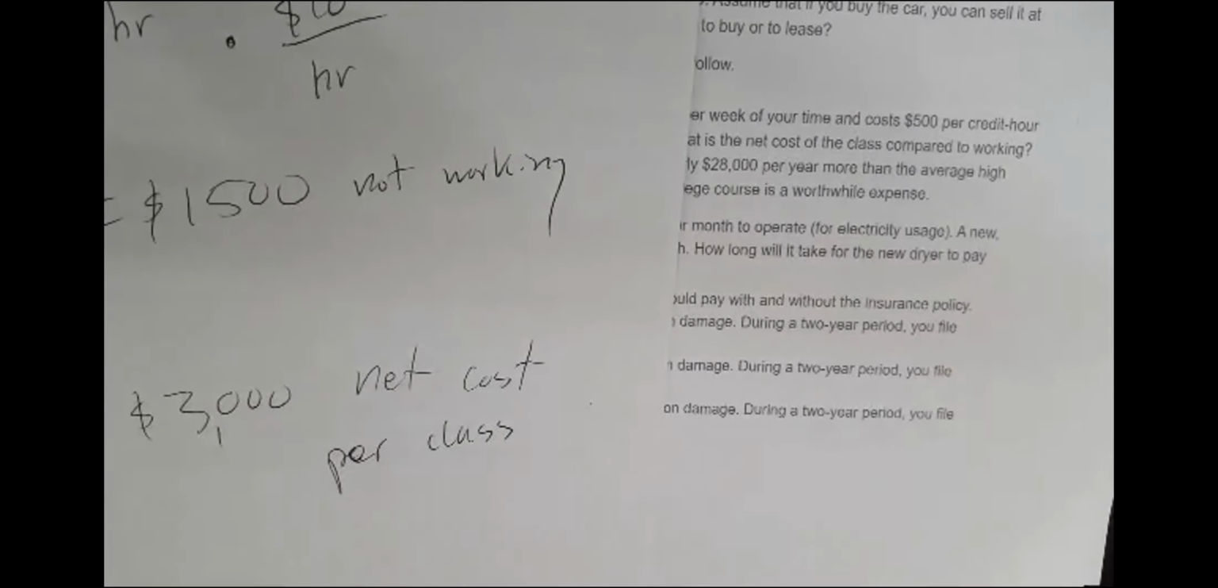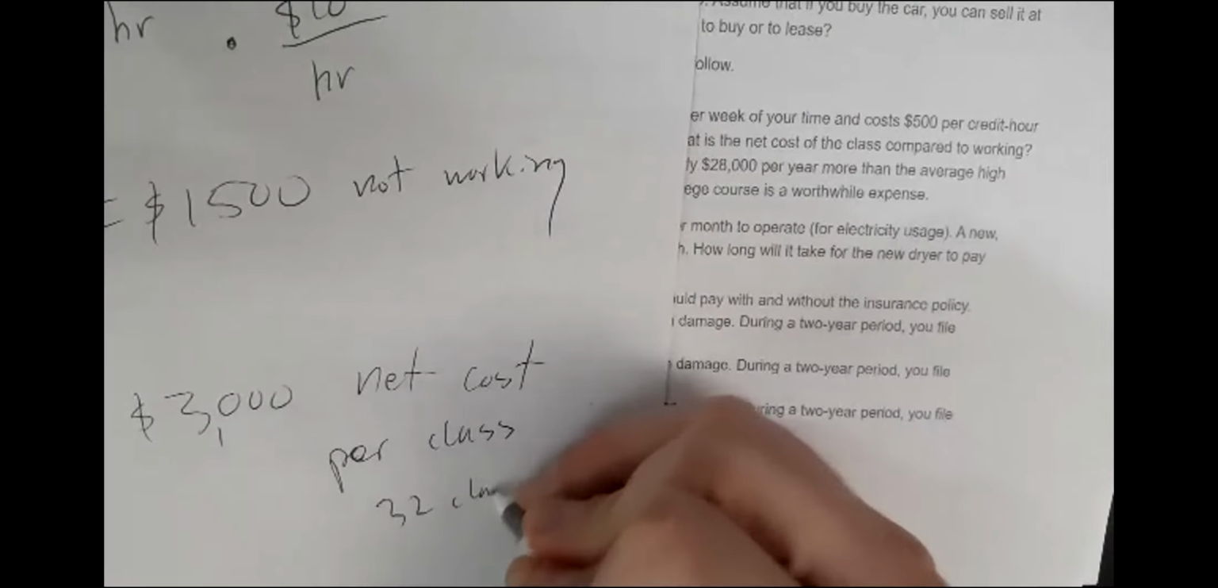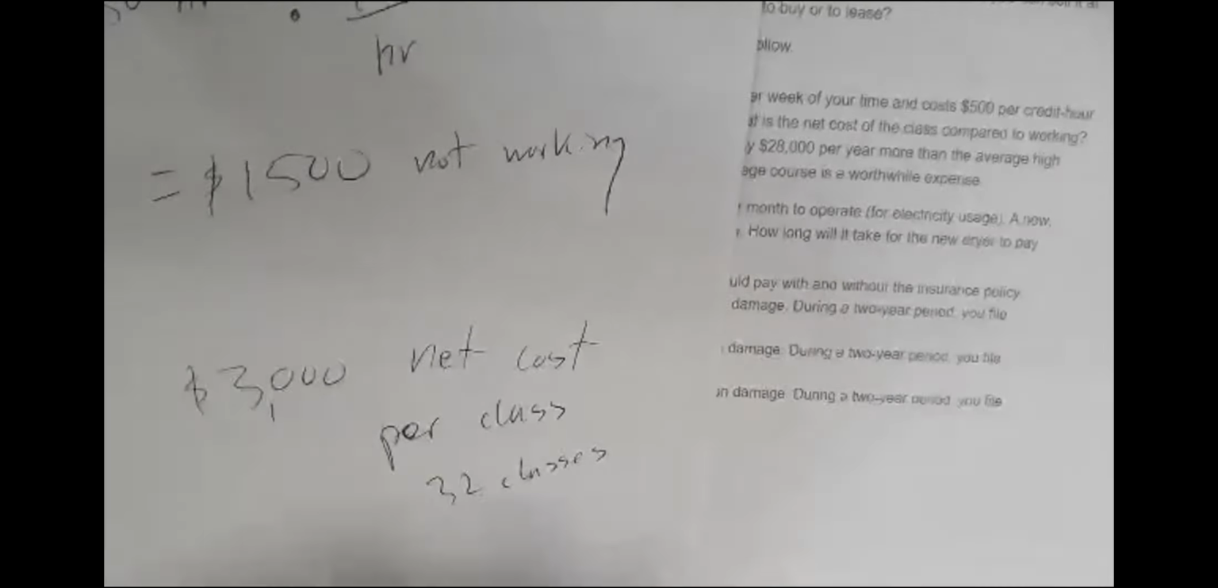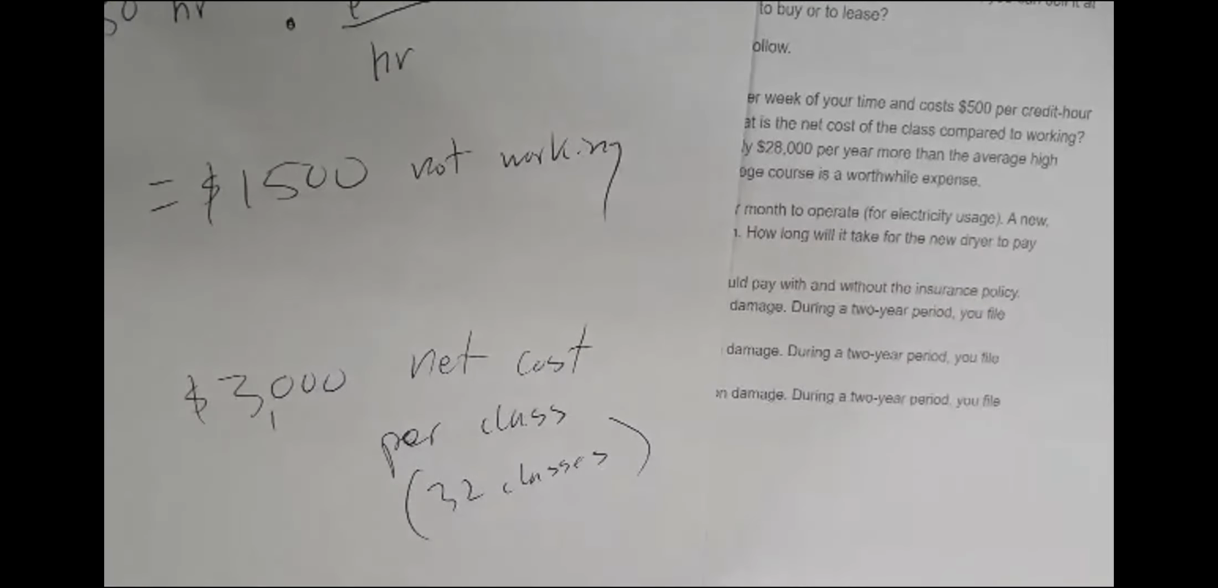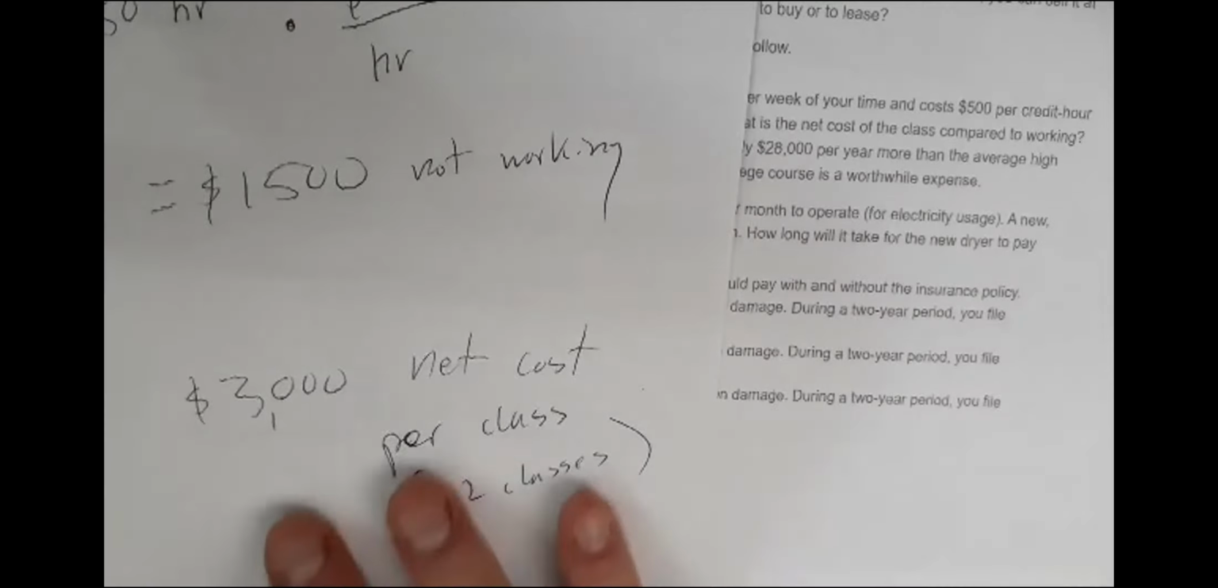Right, how many classes do you need for a major? I don't even know anymore. So I get 9,300. You're doing 4 years with 4 classes each semester, 4, 8, 32. So this is for 32 classes. You're going to end up paying 3,000 times 32. What is that, like 96,000 or something?